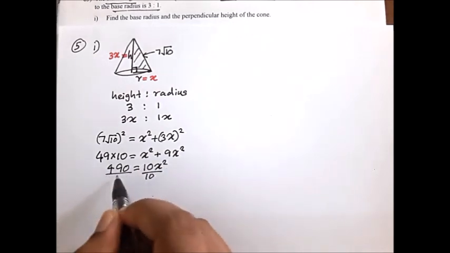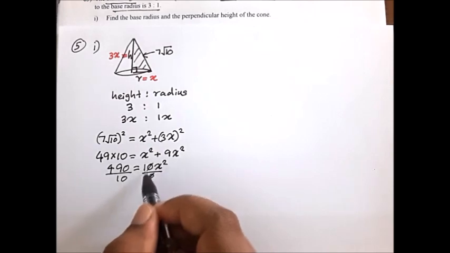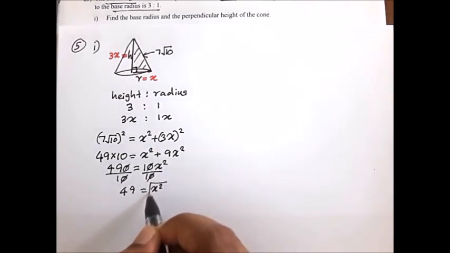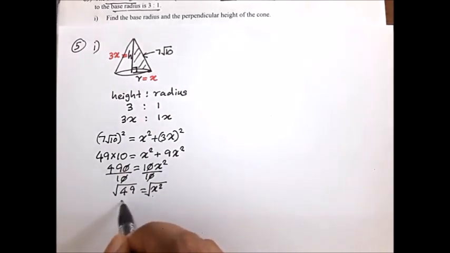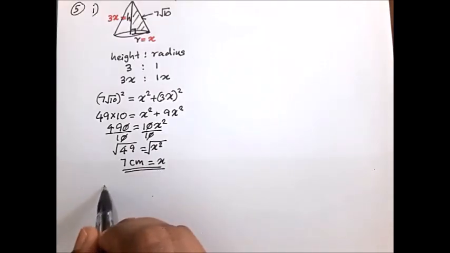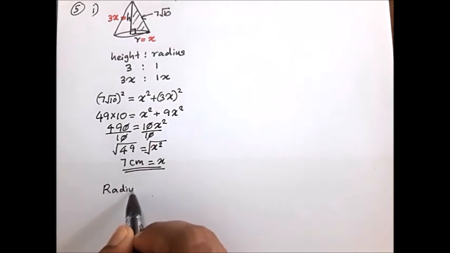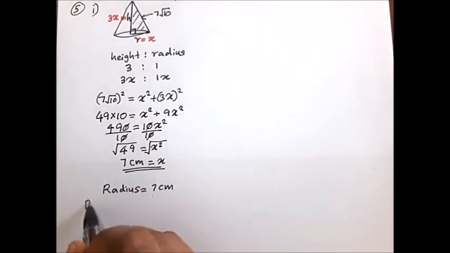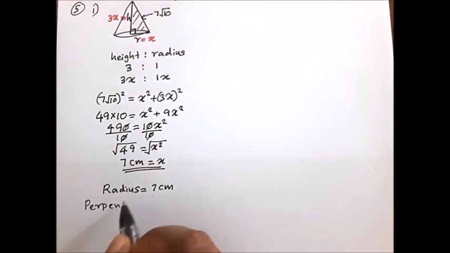Divide both sides by 10. 49 equals x to the power 2. Take the square root of both sides. 7 centimeter. X represents the radius. Radius is 7 centimeter. Perpendicular height is 3x.